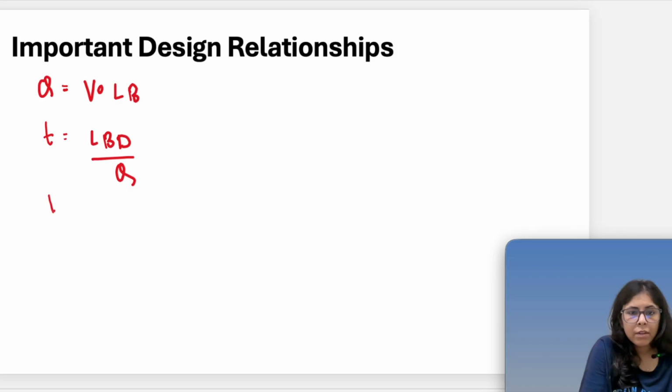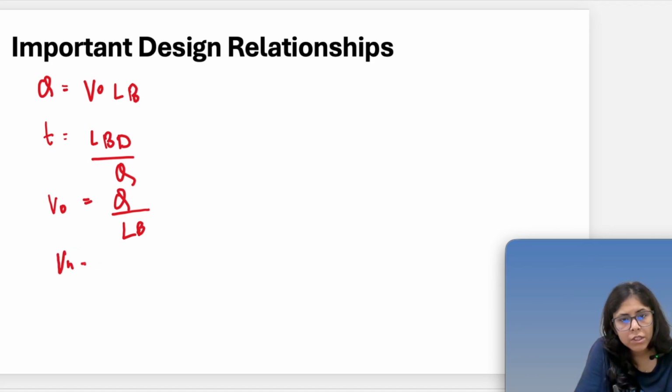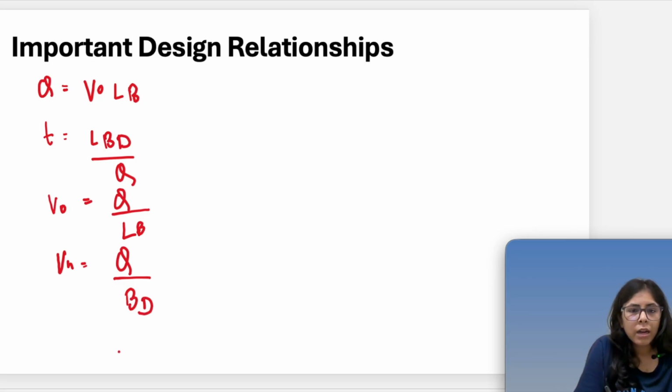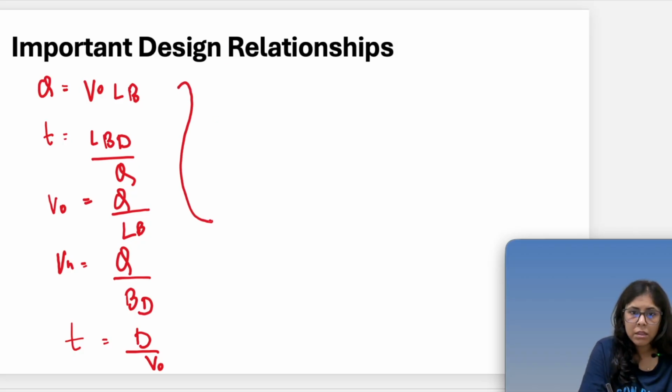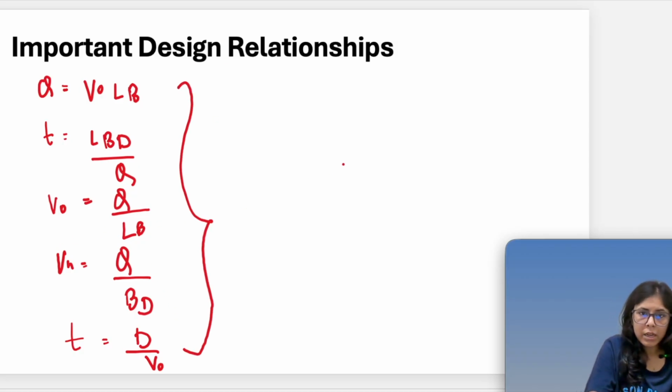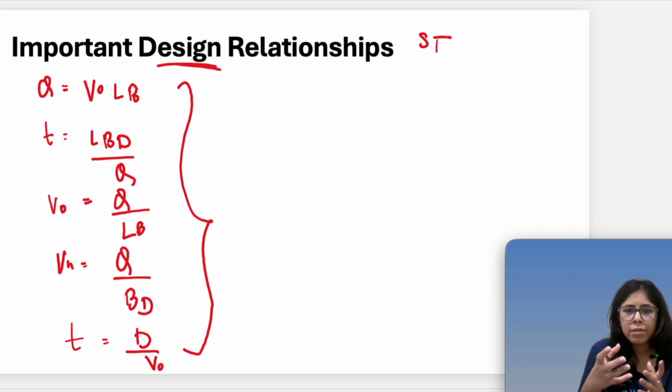And then we had v naught is equal to Q upon LB, and then we have vh, which came out to be Q upon B into D, right? And from this we also calculated that t is nothing but D upon v naught. So these are the relationships that are very important for designing a sedimentation tank. Okay, so design of sedimentation tank. So these are the relationships. So 4 or 5 equations that we should know while we are designing the sedimentation tank.